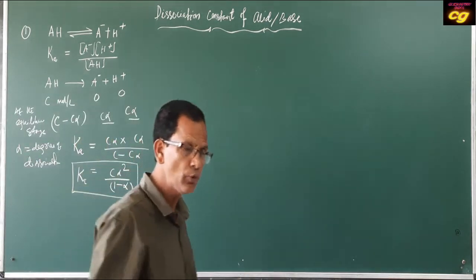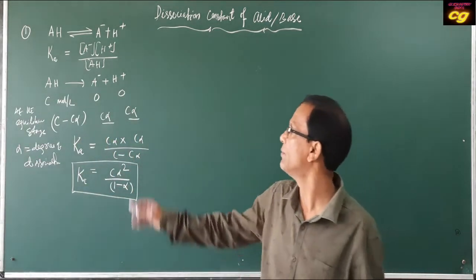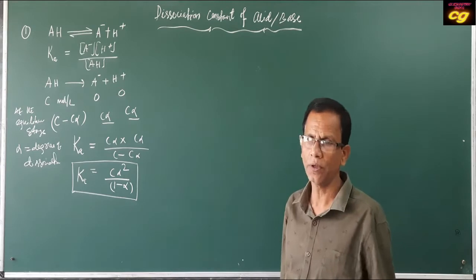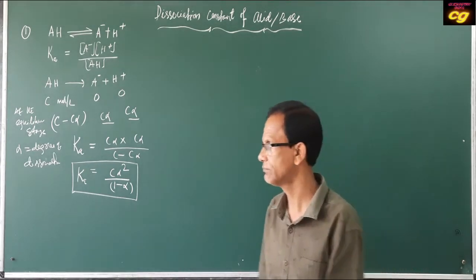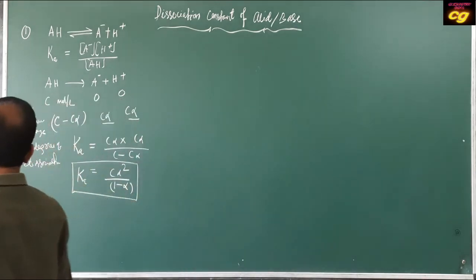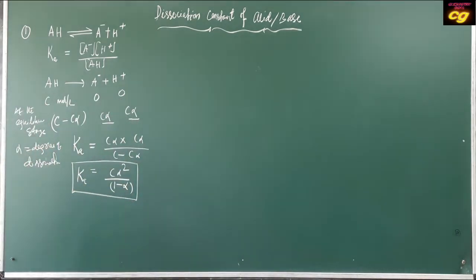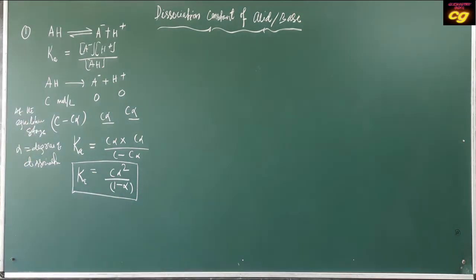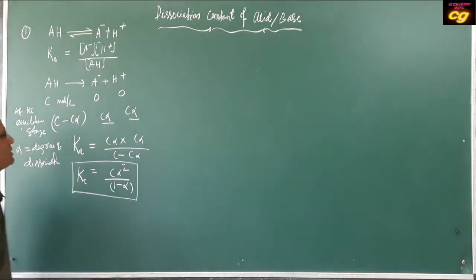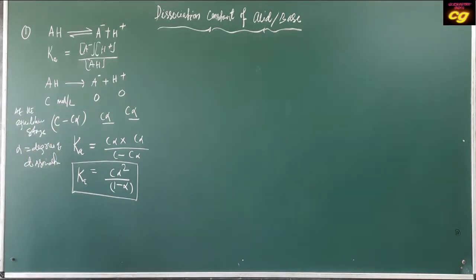Why am I saying weak? Without being weak, equilibrium will not be maintained. If you take strong acids, they will be highly dissociated. So Ka is equal to C alpha square by 1 minus alpha.